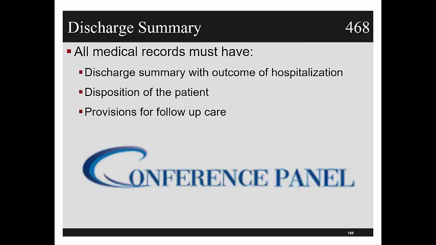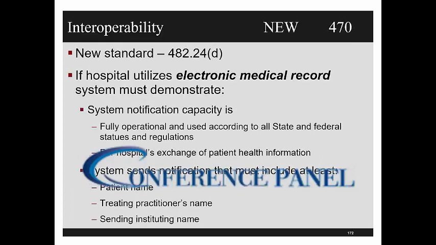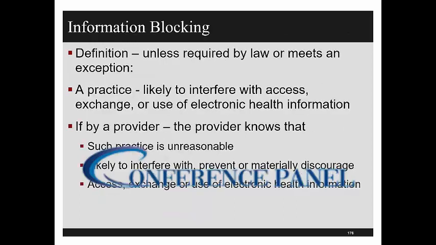Discharge summary. Every record has to have a discharge summary. Every record has to have a final diagnosis. Why were they there? They have to be completed within 30 days. New standard, interoperability. This went into effect in 2021. If you have an electronic record system, it has to show that it has notification capability, also known as information blocking. The definition of that is unless it is required by law or meets an exception.